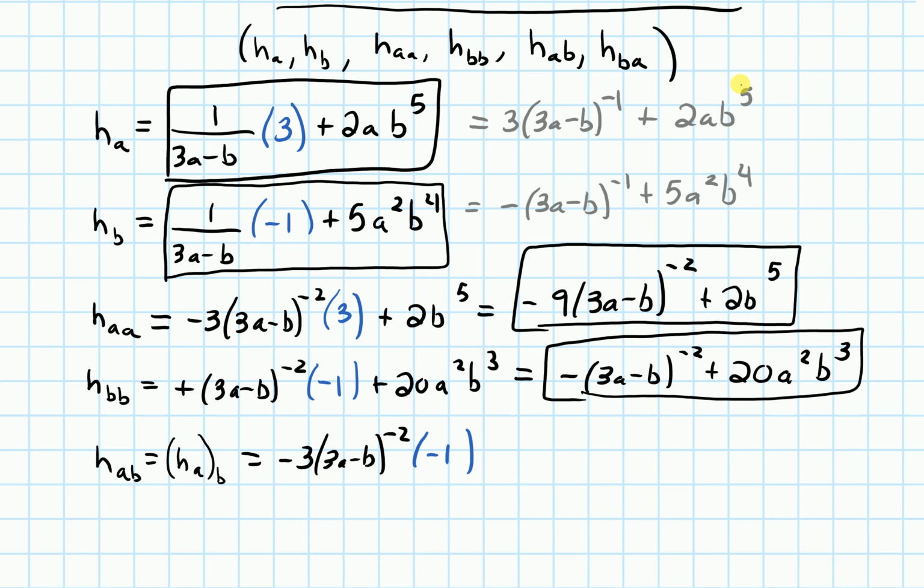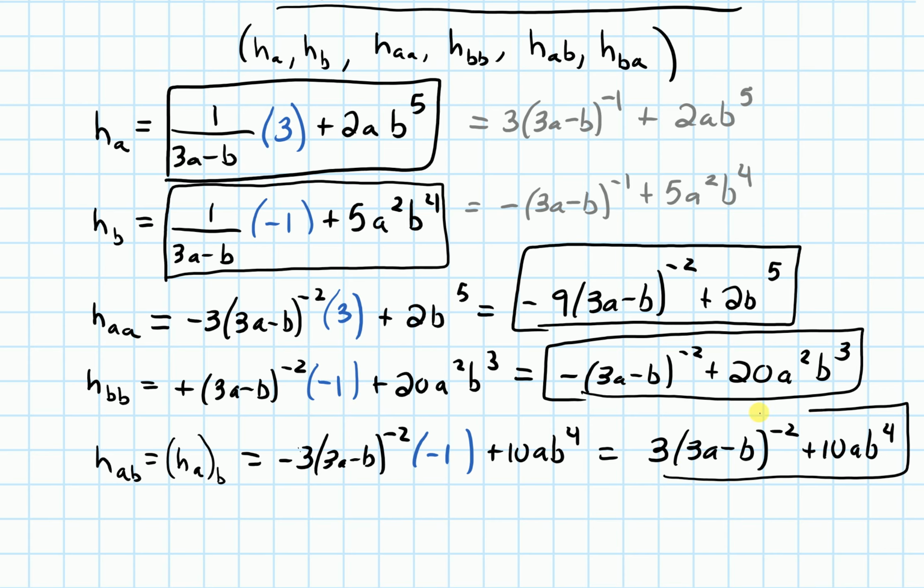And the partial derivative of the next term with respect to b, 5 is going to come down, and I'll get plus 10a b to the 4th. Simplifying this, negative 1 multiplies negative 3 to give me positive 3, times (3a minus b) to the negative 2, and then plus 10a b to the 4th. And that's our answer for this one. So one more to go.